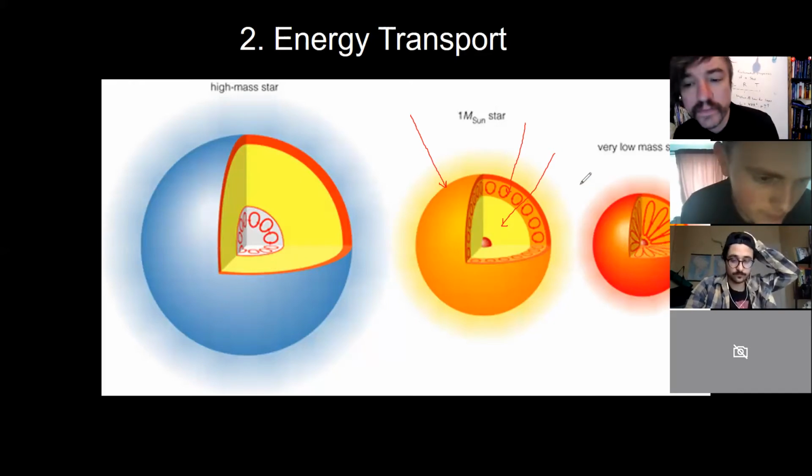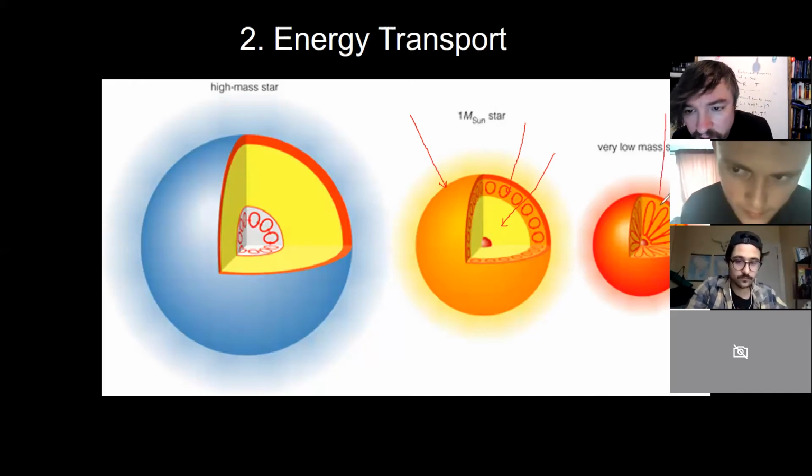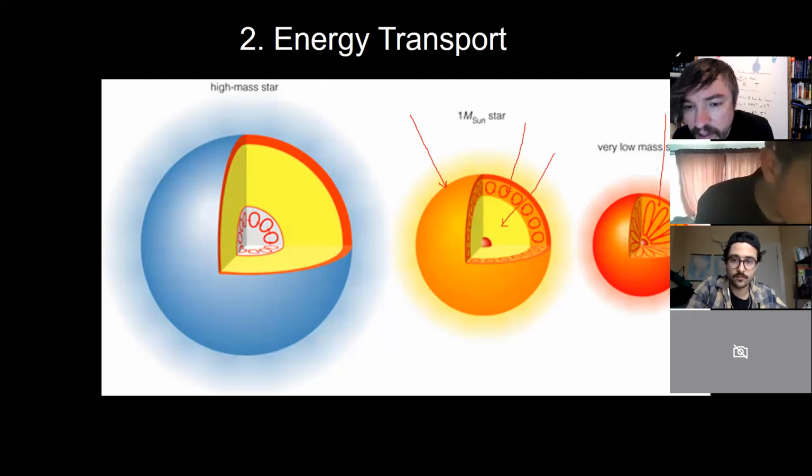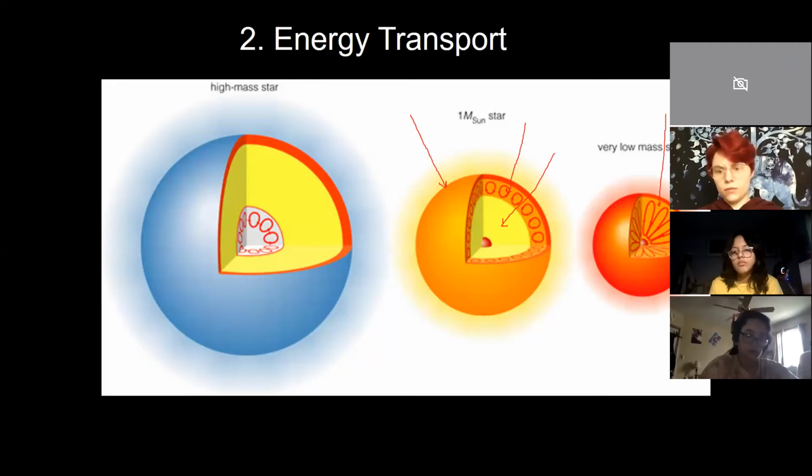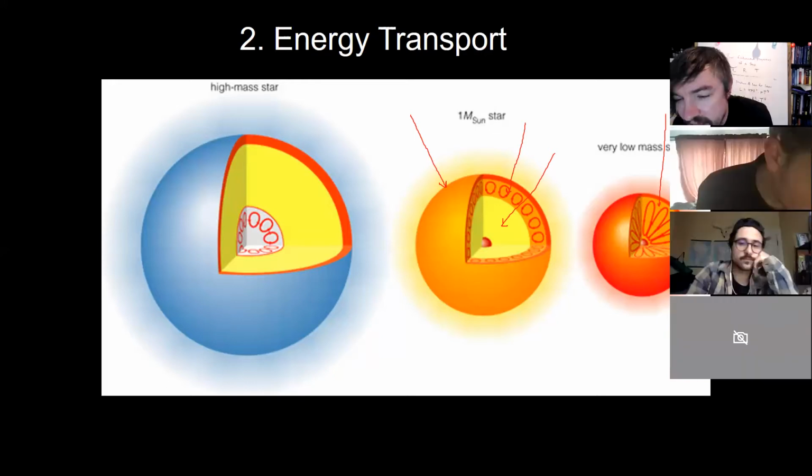That's the radiation zone. What do you see happening in your very low mass star? Convection. Yeah, there is no radiation zone. Does that mean anything to you guys? That says something to me. I don't know if you can interpret what that means the exact same. What does it mean that these things have a convection zone that goes all the way down to the core?